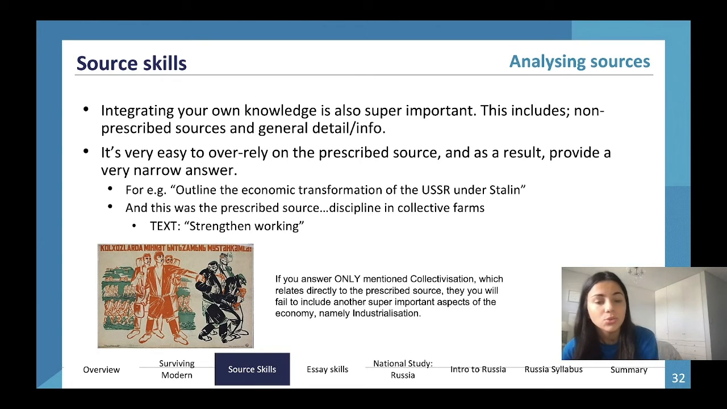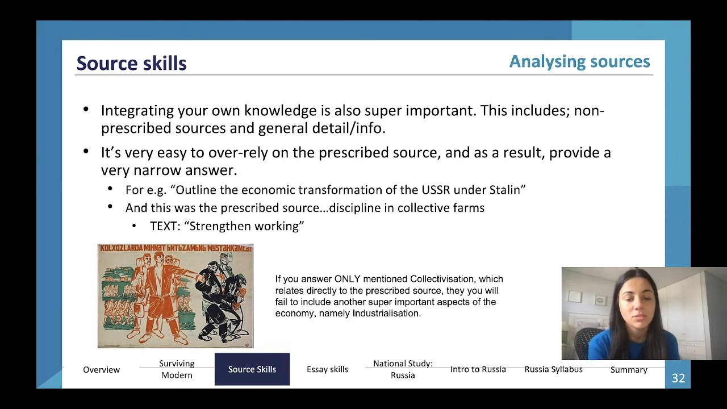Integrating your own knowledge is also super important. So this includes non-prescribed sources and general detail info. It's very easy to over-rely on the prescribed sources. This is what I was talking about before: you do mainly need to rely on the source, but you want to be bringing in your other details. If all your evidence is the source, it'll really come out in your marks. So for example, I just want to show it this way.